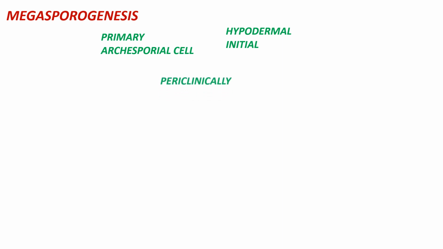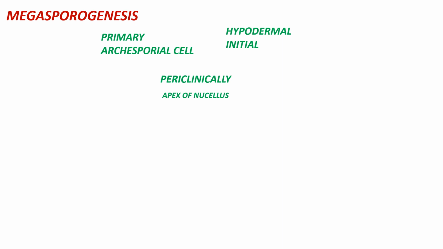Megasporogenesis. Firstly, an archesporal cell undergoes differentiation and forms the megaspore mother cell from where the megaspores originate. Let us see the differentiation of archesporal cell. The primary archesporal cell is also called hypodermal initial. There is a single hypodermal initial. It undergoes periclinal divisions. The primary archesporal cell is present at the apex of the nucellus. The nucellus is the parenchymatous tissue inside the ovule, and at the apex of the nucellus is the archesporal cell.